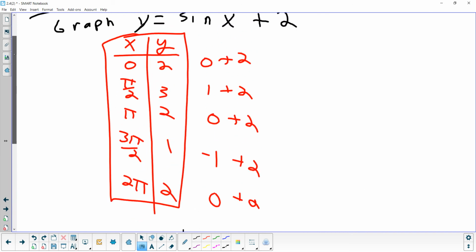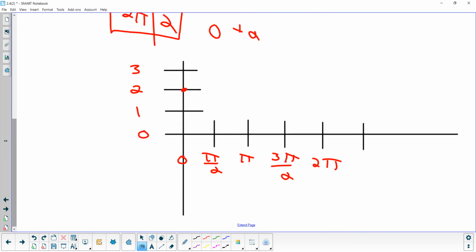All right, so 2, 3, 2, 1, 2. Usually when I do this on a paper test, you have graph paper already on the test, so it makes it easier to keep things lined up. Right, and there's your graph.